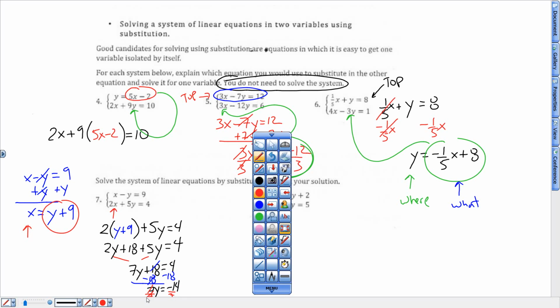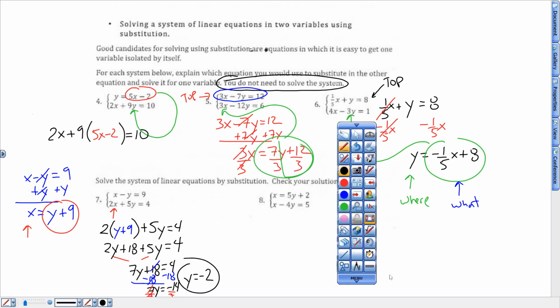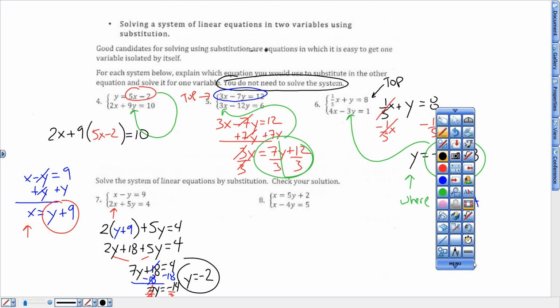And that gives me only half my coordinate. Negative 14 divided by 7 is negative 2. But remember, that is only half the coordinate. You only know half the answer. That y number is negative 2. Don't put it in the x spot. Make sure you put that number in the y spot.